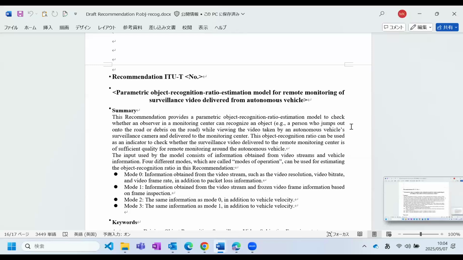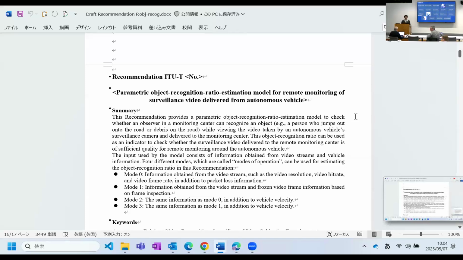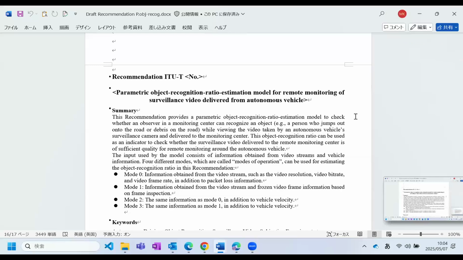Okay, if there are no further questions, what is the next plan for this new recommendation? Thank you, Jerry. Actually, our original plan is that the recommendation will be consented at the next Study Group 12 meeting, I mean the September meeting. Before that, I need to ask you to publish this draft recommendation as a TD before the Study Group 12 meeting for review. This is the first very important point.